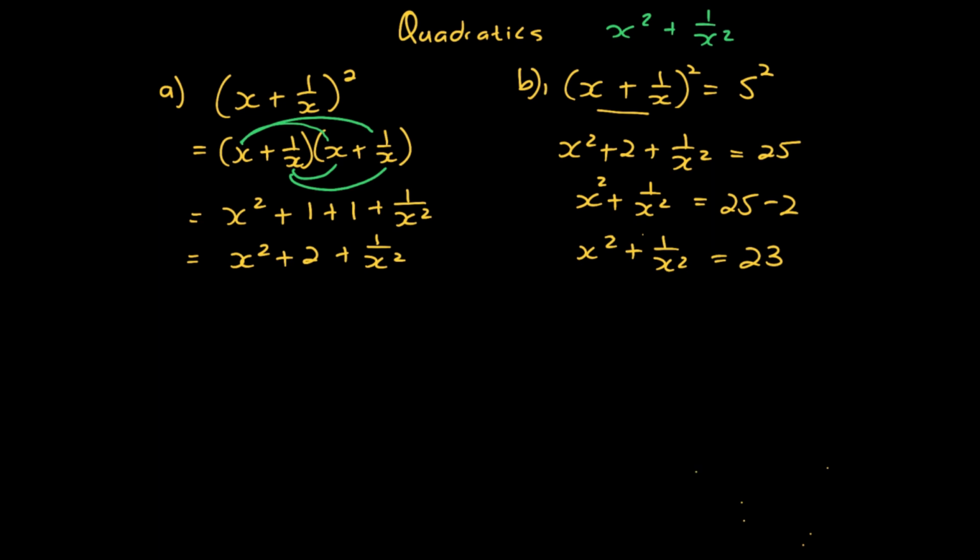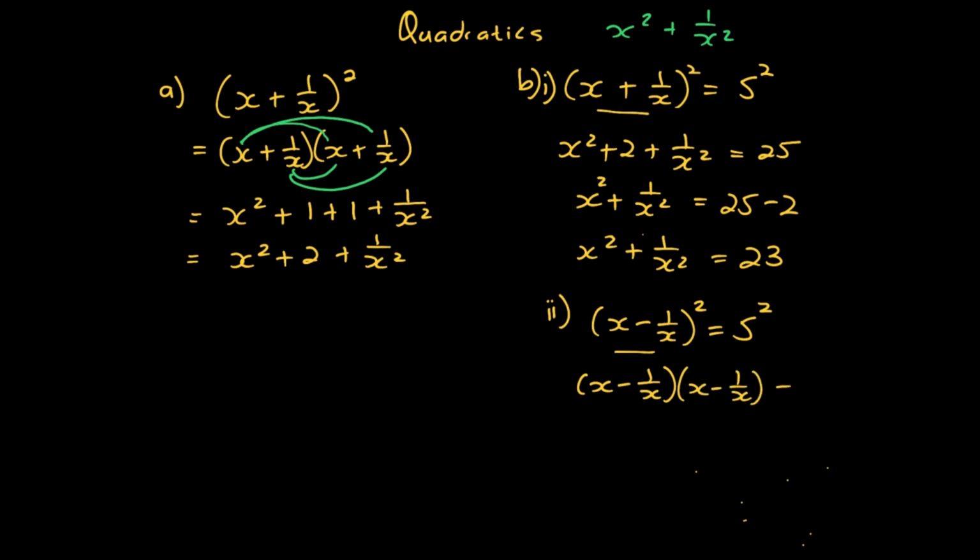So that was the first one in B. I'm sure you're getting lots of ideas about the second one, where we have x minus 1 over x equals 5. Yes, so we're going to square both sides again. We haven't actually squared this particular bracket before, so we're going to try it out. So we've got x minus 1 over x. Remember, when you square, you show the brackets twice. Equals 5 squared, which is 25.